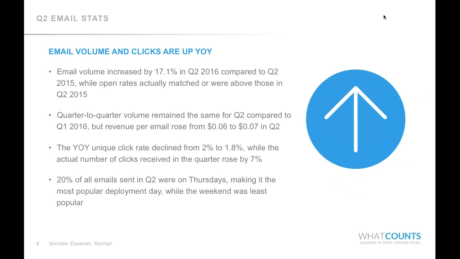Now, as far as Q2 in general, it's sneaking up on us here. It'll be here before we know it. And just looking at some trends from previous years, email volume increased by 17% in Q2 compared to Q2 of 2015. And open rates matched or were above those in 2015, which is great. As far as quarter-to-quarter volume, that pretty much remained the same for Q2 compared with Q1, but revenue per email rose slightly in Q2. And then the year-over-year unique click rate actually did decline slightly, but the number of clicks that were received in the quarter rose by 7%.